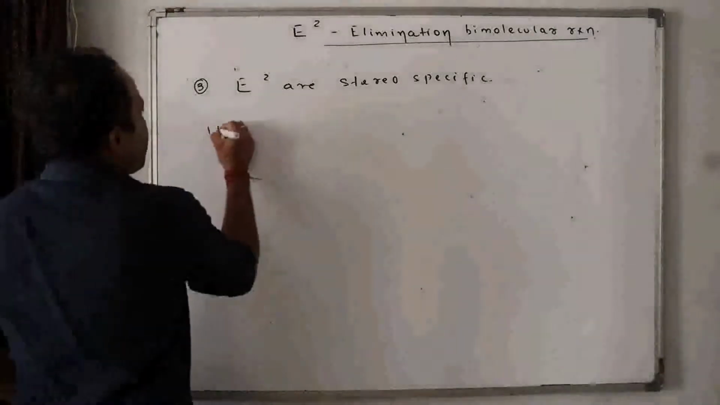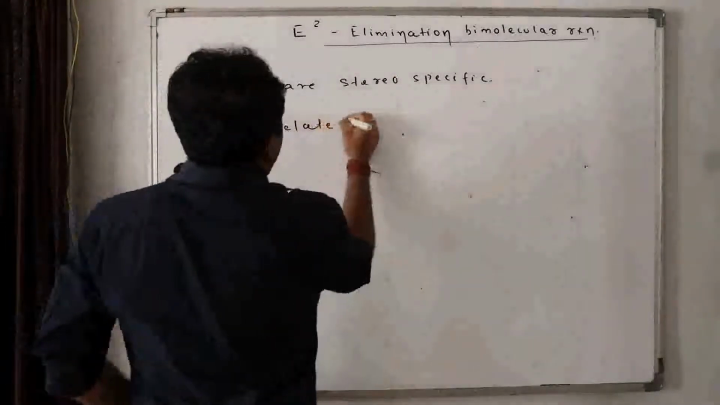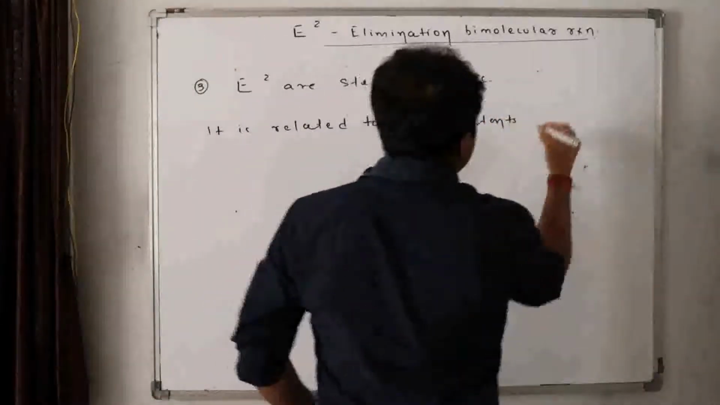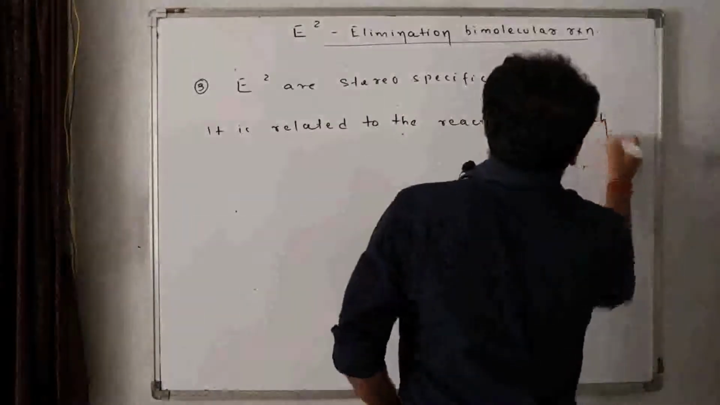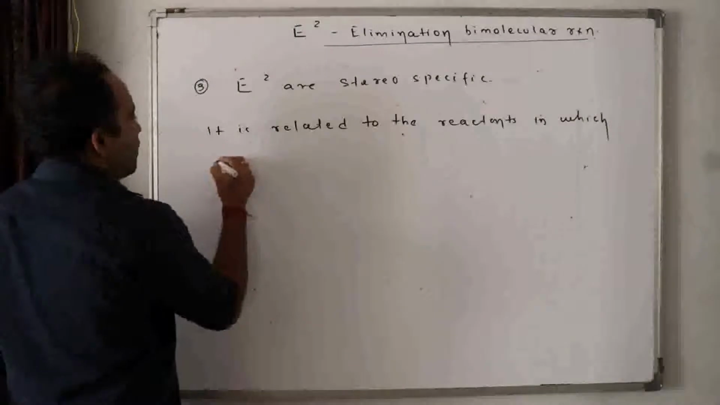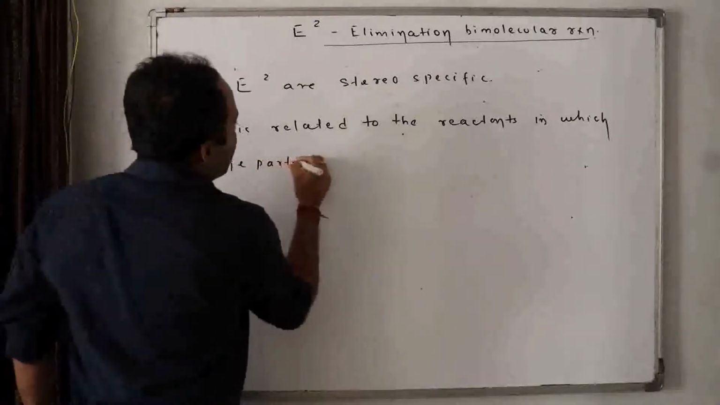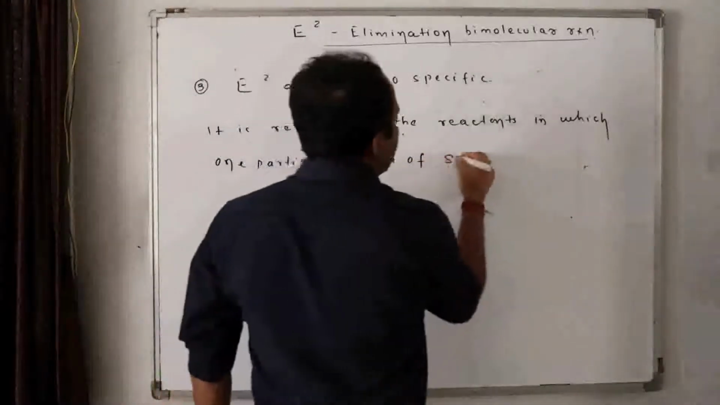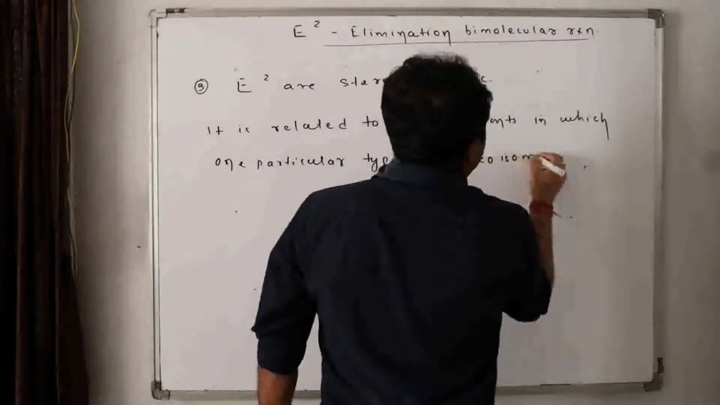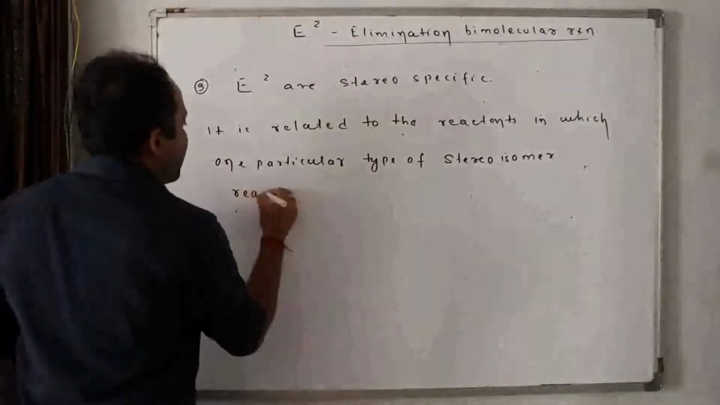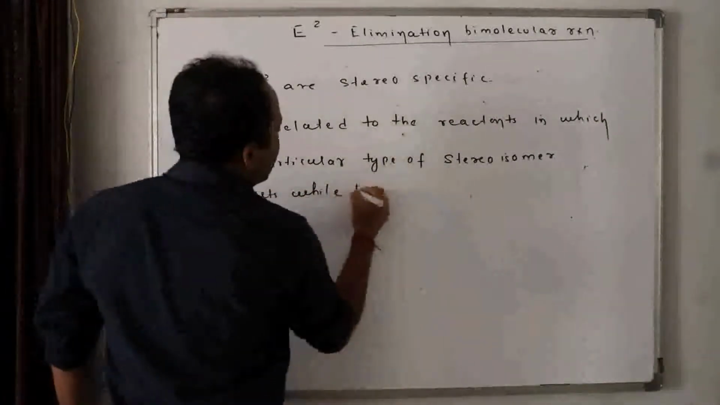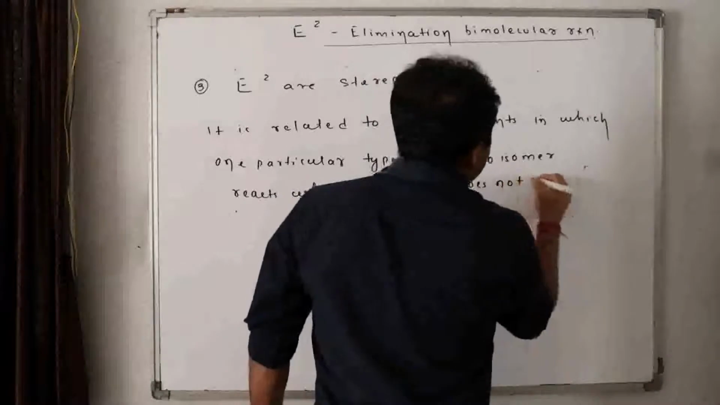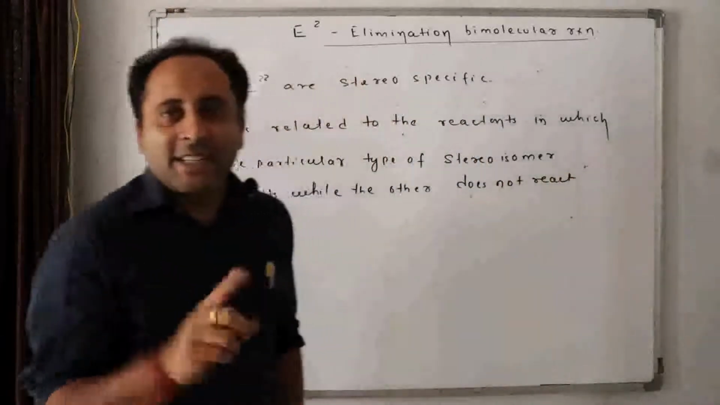It is related to the reactants in which one particular type of stereoisomer reacts, while the other does not react.